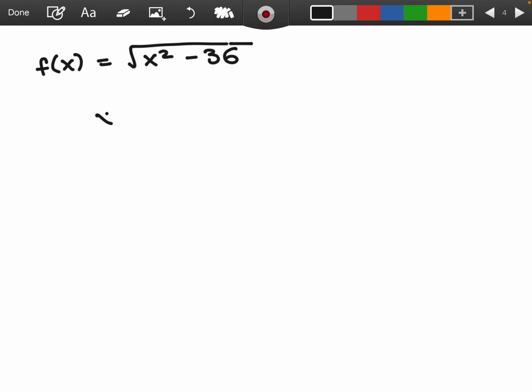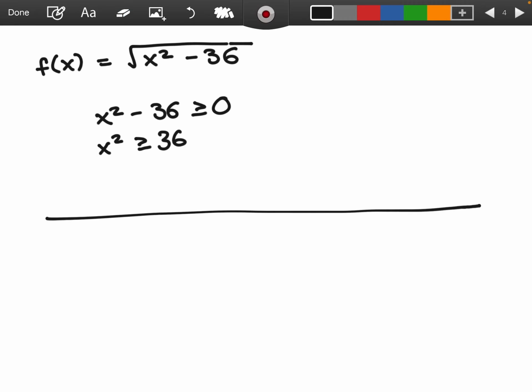So we have to make sure that underneath this square root is always 0 and above. So I know that x squared minus 36 has to be greater than or equal to 0. It can equal 0 because the square root of 0 is just 0, but it cannot be negative. That's where we get into complex numbers, and we're not dealing with those here. We are just dealing with real numbers. So now we have to think about when this is true. When is x squared greater than or equal to 36? What values of x is this true for?